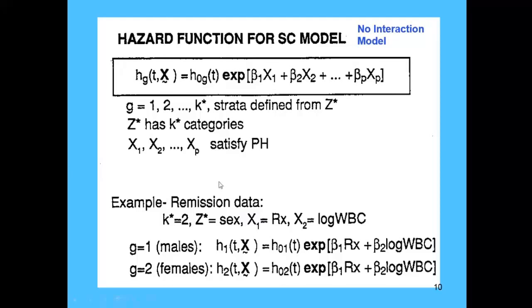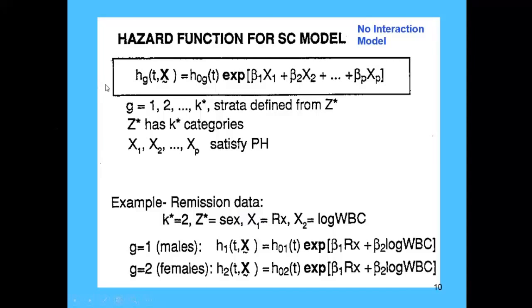That variable I'm referring to as Z star. That variable is the combination of whatever variables didn't satisfy the assumption. I'm giving it a new name. I'm calling it Z star. I could have called it race-sex if those are the 2 variables. Get what I'm saying? I'm not sure if you are. In any case, that's the model.